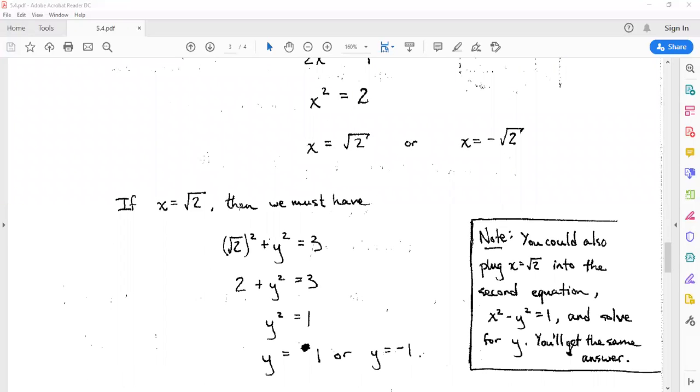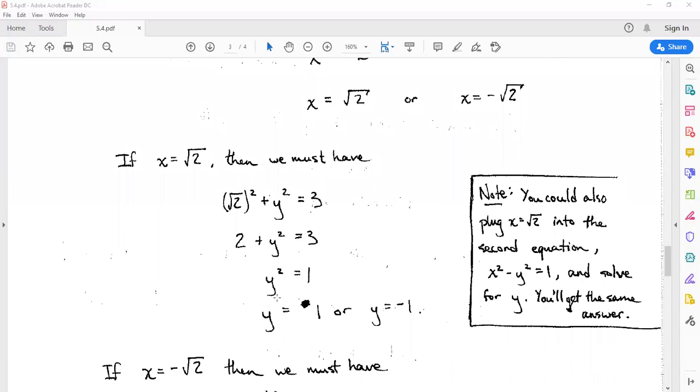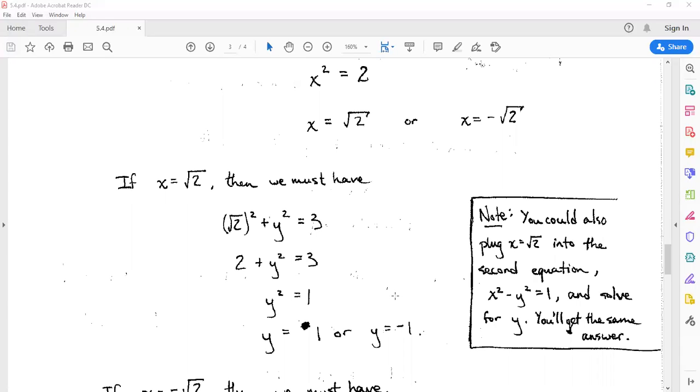So if x equals the square root of 2, plugging it back into the first equation, we get the square root of 2 squared plus y squared equals 3. That becomes 2 plus y squared equals 3. So y squared equals 1. And then again, by the square root property, we get that y must equal plus 1 or minus 1. So we see here that we get two different solutions just from here. So we get x equal to the square root of 2 and y equals 1, and x equals the square root of 2 and y equals minus 1, or two pairs.